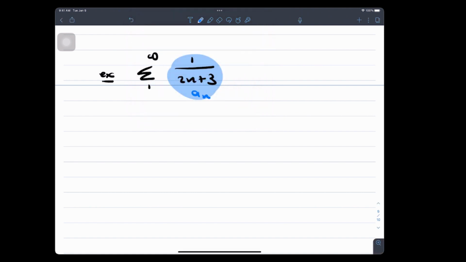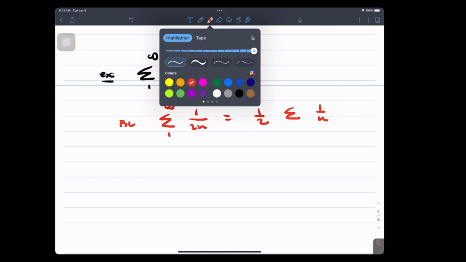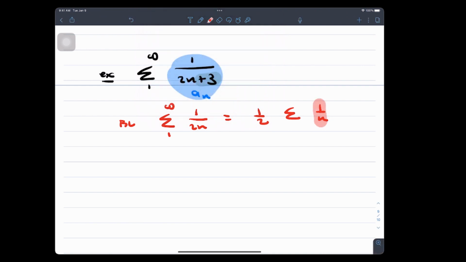Here's our a_n. So this series behaves like, remove this constant here, right? Remove that constant. So that's 1 over 2 to the n, which is 1/2 times 1 over n. Now, you guys know this is a divergent what? Harmonic series diverges. So I can use this as b_n.